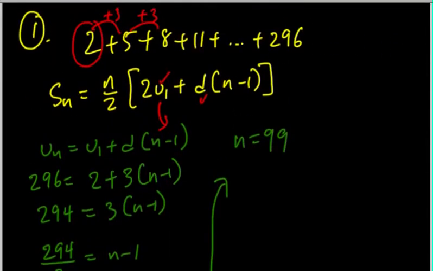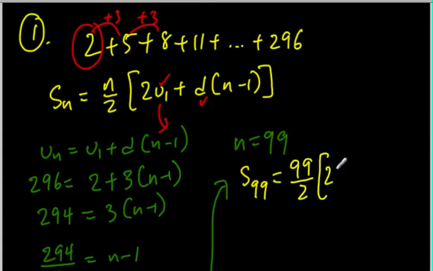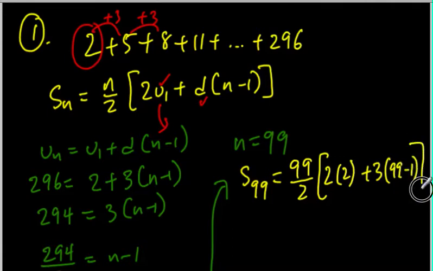So once we have that, our goal is to find the sum of this. Since we know there are 99 terms, we can write S99, because we're summing up the first 99 terms of this sequence, which ends up being a series. So it's 99 divided by 2, following this equation right here, times 2 times the first term, which is 2, plus the common difference 3 times n minus 1, so 99 minus 1. And then we close that up.